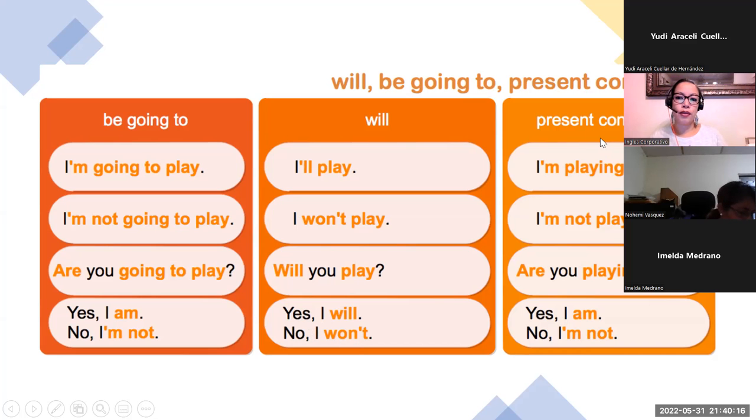Y luego la estructura del present continuous es, recuerden, siempre va a ir am, is, are, más el verbo principal al cual le vamos a agregar ing.